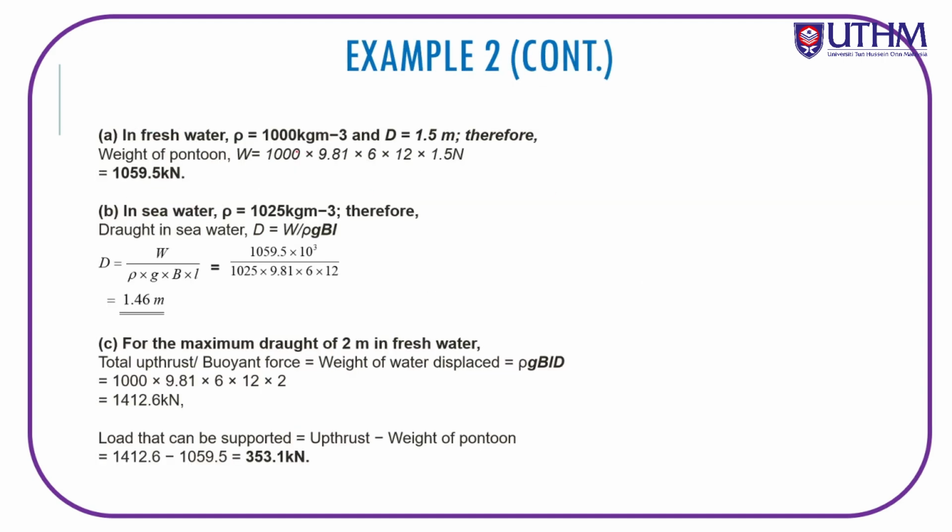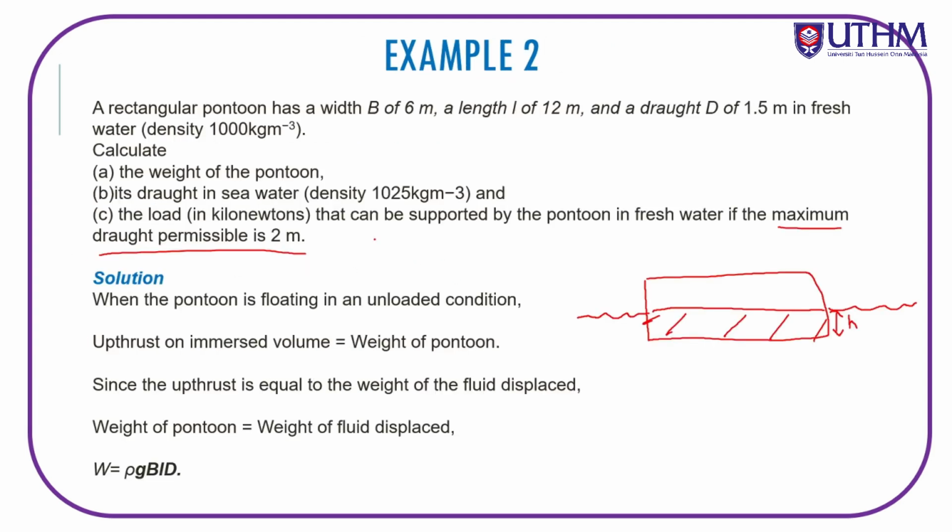In fresh water, density yang diberi adalah 1000 kg per meter cubic dan draught ialah 1.5 meter. Therefore, weight of the pontoon W equal to 1000 times 9.81 times 6 times 12 times 1.5. So kita akan dapat weight of the pontoon equal to 1059.5 kN. So kita proceed kepada soalan B.